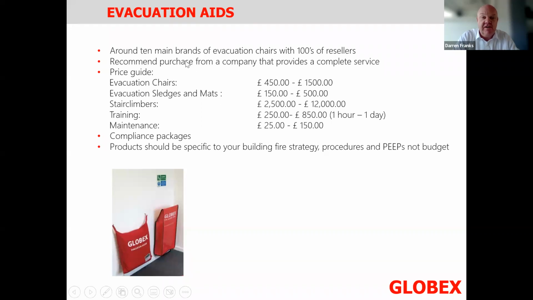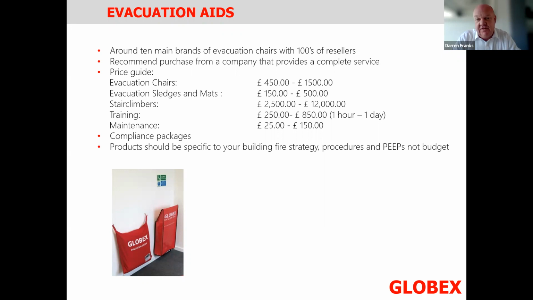So again, just a reminder, purchase from a company that provides a complete service, meaning the survey, demonstration, training and maintenance. And just to give you an idea, the prices of the chairs can vary. I need to read them, but you can see there's quite a significant difference in some prices. So in some cases, it's important to shop around.